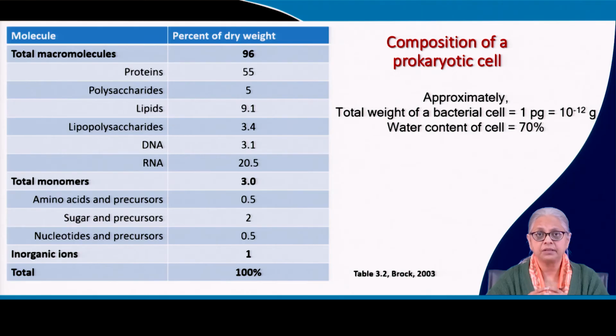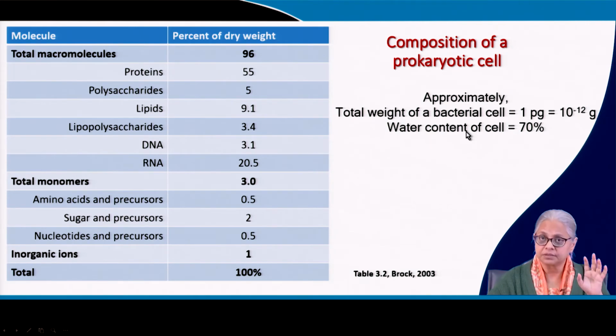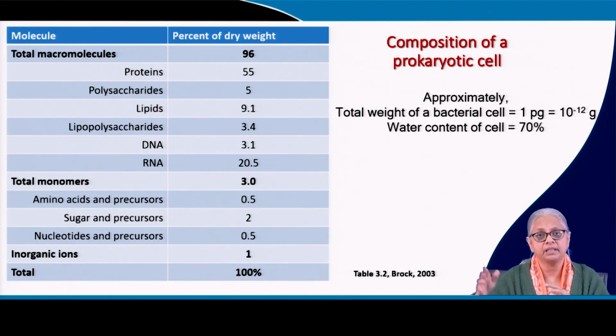One is the total weight. When I say total weight, that includes the weight of the organic compounds, including water. So the total weight of a bacterial cell, as a simple approximation, we generally say is 1 picogram, and 1 picogram is 10 to the power minus 12 grams. We also know that by and large, the water content of a cell is a minimum of 70%. It can go up to 80 or 90%.